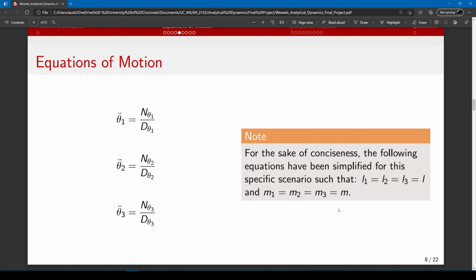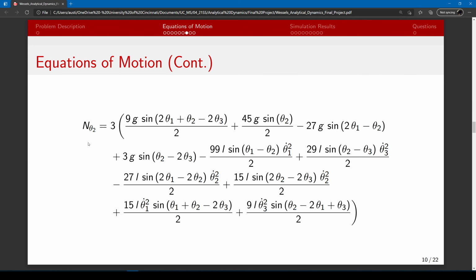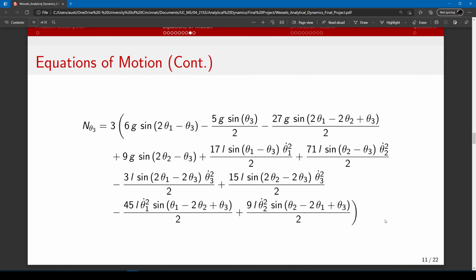With these abbreviations, we still have the numerator and the denominator of each equation broken out so that it's easier to show in this presentation format. So n theta 1 is the numerator for the theta 1 equation. You can see there are many terms in here, and it is very convenient to have MATLAB solve this equation for you and output it in a form that we can use in Simulink. Theta 2, similarly, a long equation, a lot of terms. Theta 3, more of the same.